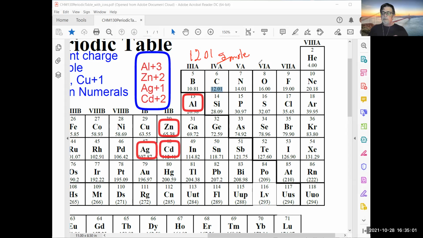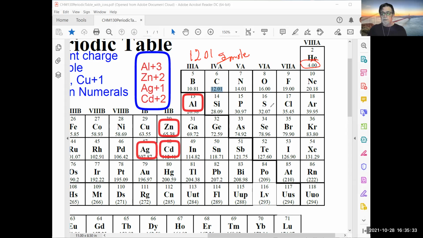Here, if I have 24.02 grams, I have 2 moles, because each mole weighs 12.01. And if I have roughly 36 grams, I have 3 moles, and so on and so forth. Helium has an atomic mass of 4 grams per mole. 8 grams will give me 2 moles, and 12 grams will give me 3 moles, etc.